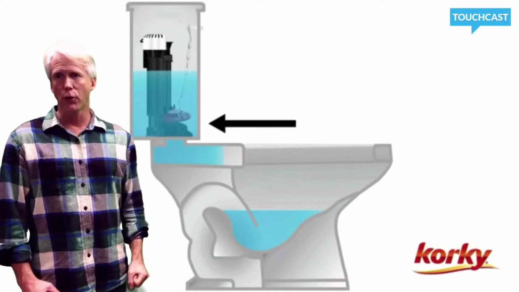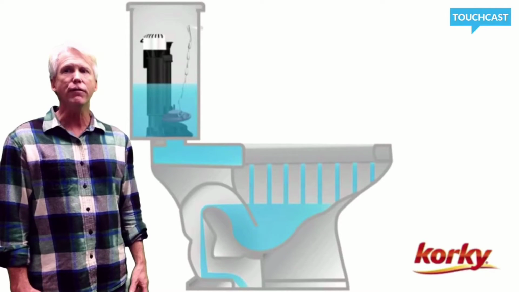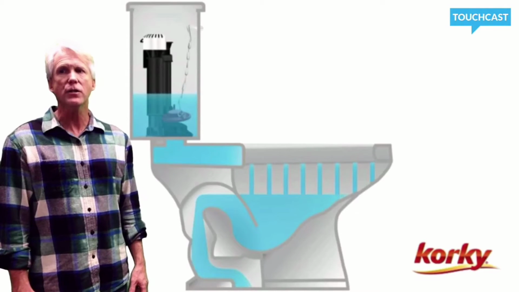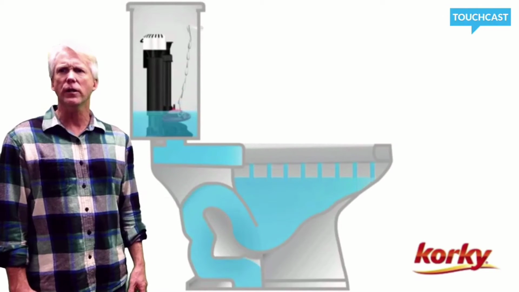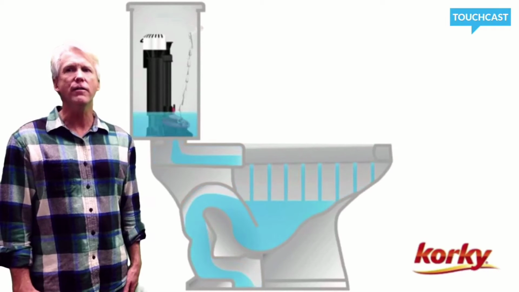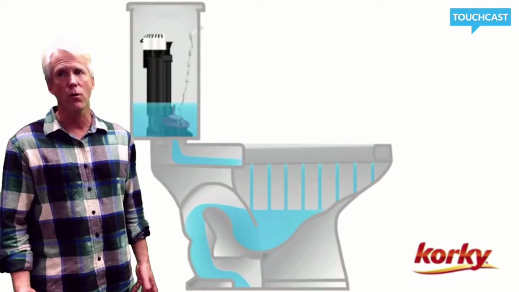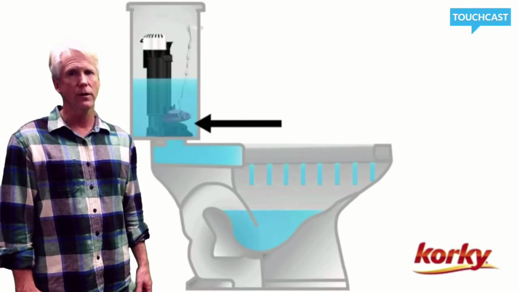When the handle is pushed, a chain connected to the flapper is pulled, lifting the flapper up. This releases the water from the tank into the bowl. The water and toilet contents then travel through a U-trap, which catches any unfavorable materials like a cell phone or a child's toy, and into the pipes that lead to the sewer.